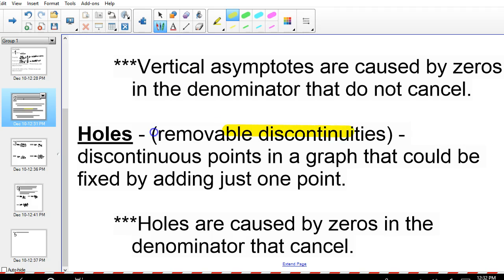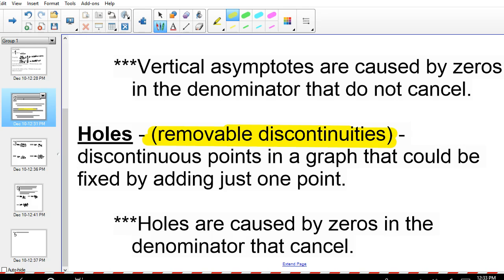You might want to underline that or highlight it or something, because removable discontinuities is a word that you might see on a test or a quiz. Not tomorrow's quiz, because this stuff is not on tomorrow's quiz. But you might see it. So instead of calling something a hole in the graph, I might call it a removable discontinuity. It's the fancy word that we use for holes in a graph. You also might see it on the final exam. So look out for that.